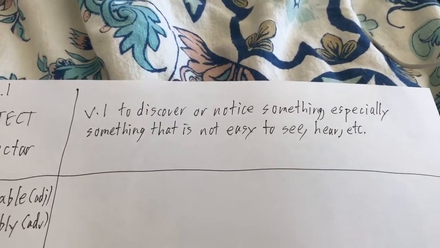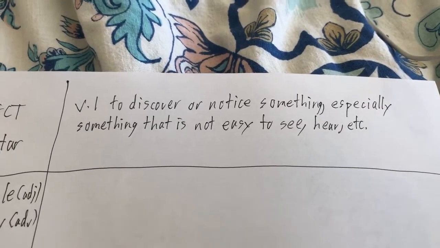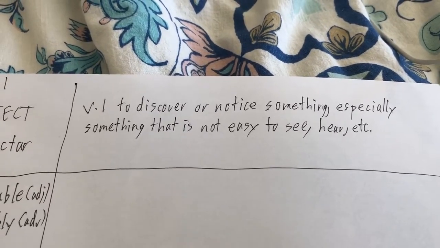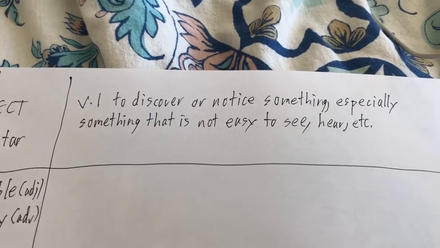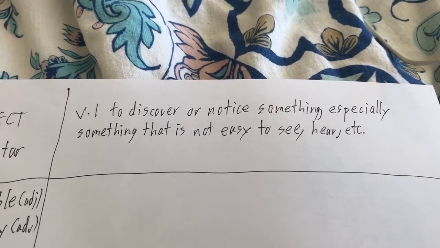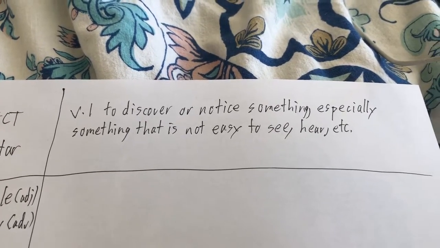The one definition is to discover or notice something, especially something that is not easy to see or hear, etc. So we can say that people detect things. We can also say that, for example, a machine can detect. Sometimes there are machines that detect things.